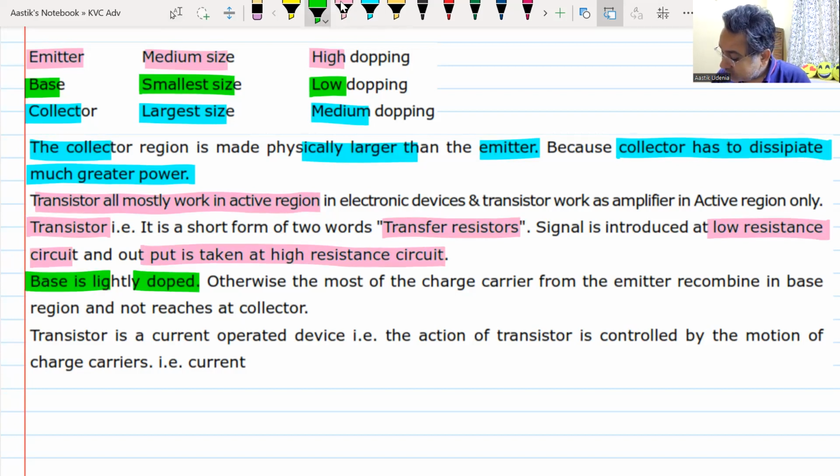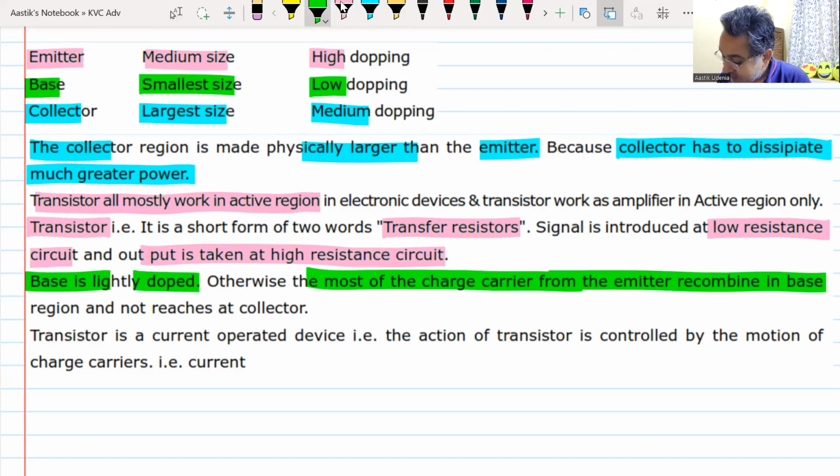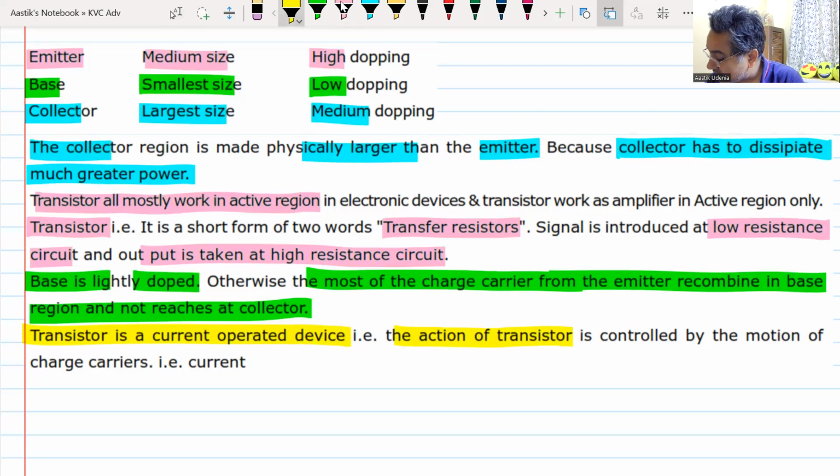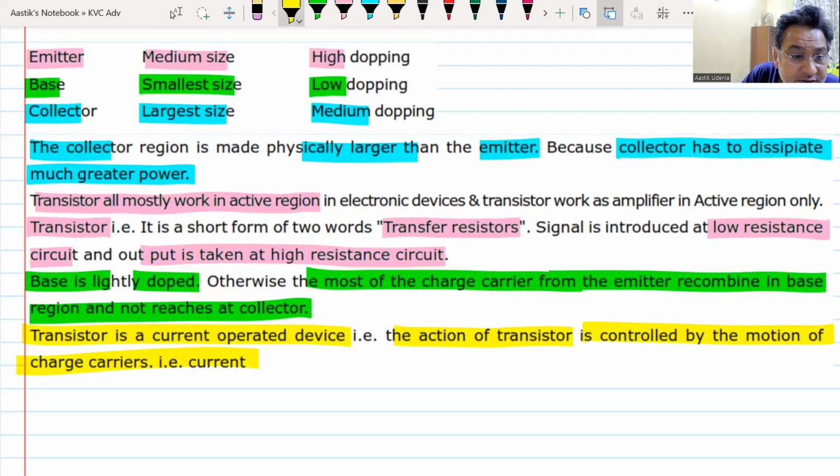Base is very lightly doped, otherwise most of the charge carriers from the emitter will combine and not reach the collector. Transistor is a current operated device. That means the action of the transistor is controlled by the motion of charge carriers. That is the current. When I say current, what it means is when the current in the emitter changes, the current in the collector will also change. Do we understand this? Yes. So basically, it is a current operated device.